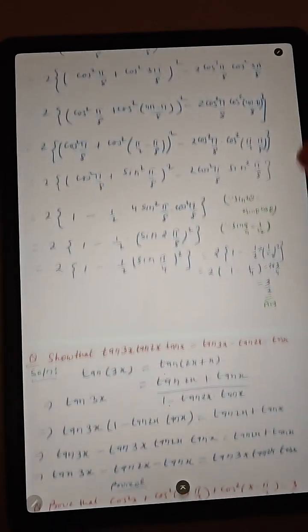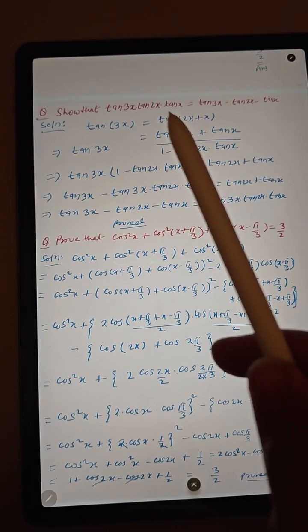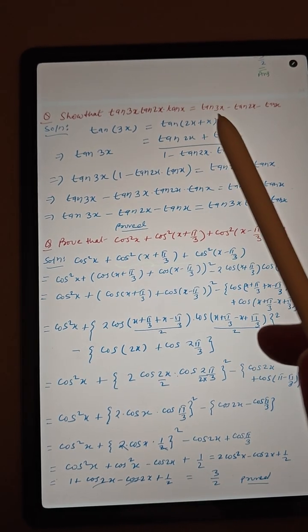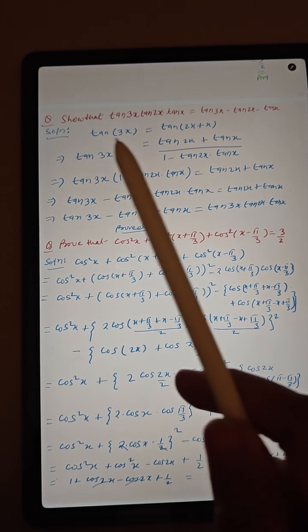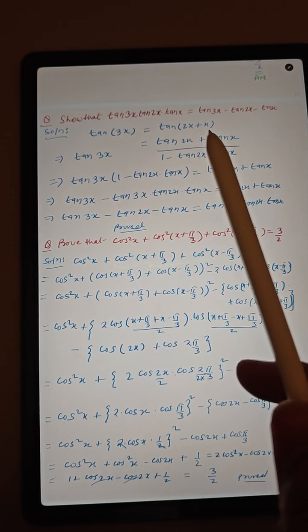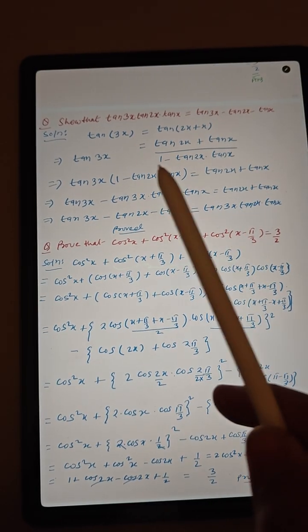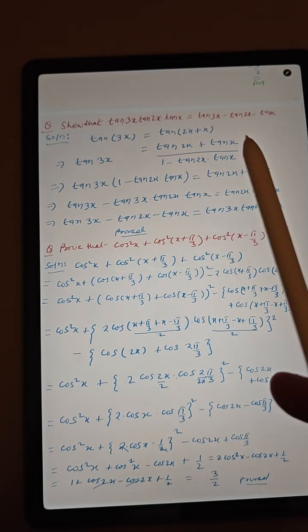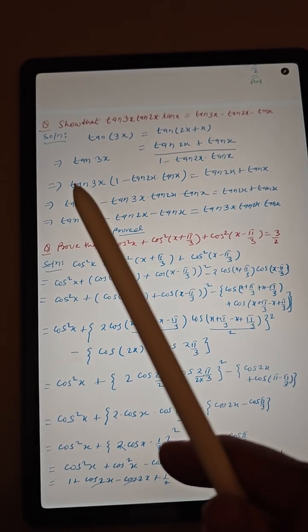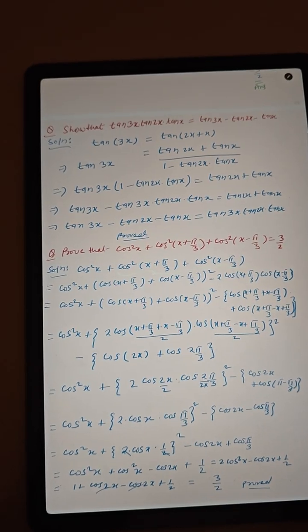Come to the next. This will be a simpler problem. Tan 3x into tan 2x into tan x equal to tan 3x minus tan 2x minus tan x. So simply expand this. Tan 3x is tan of 2x plus x. So the formula is tan 2x plus tan x upon 1 minus tan 2x into tan x. This is your tan 3x expression. Multiply and simplify, you will get this. So there is no problem in that.